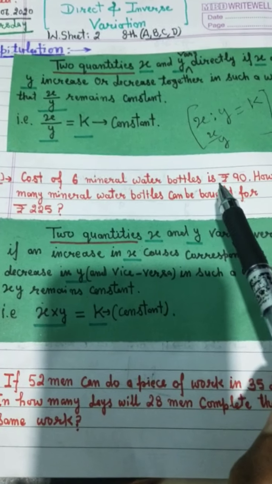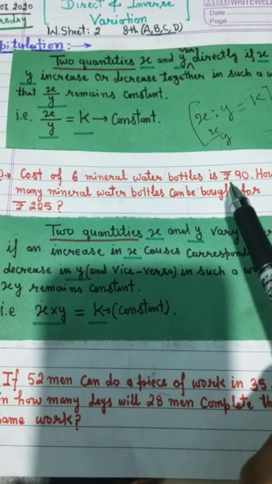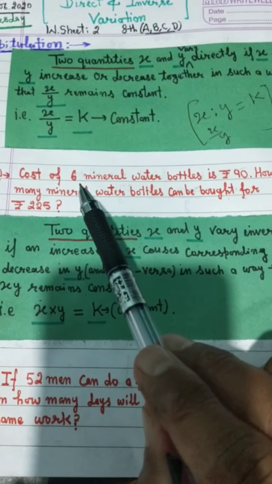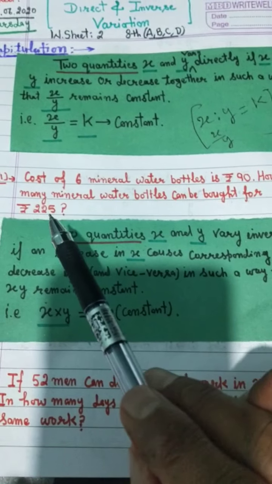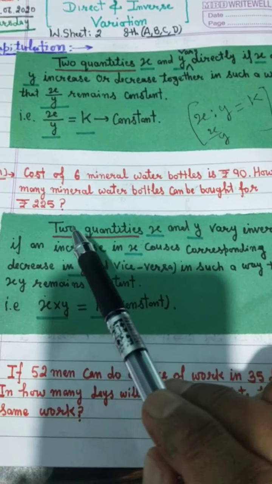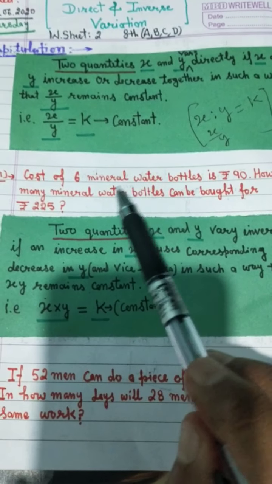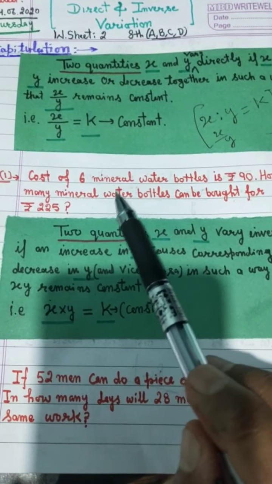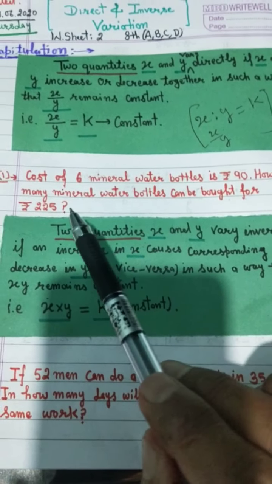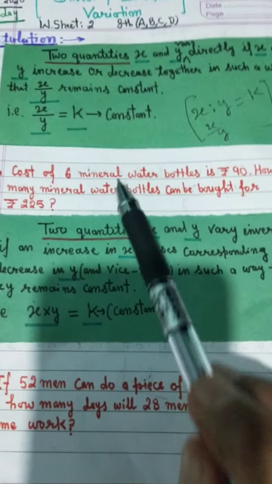Before, your cost is rupees 90. In rupees 90, we can buy only 6 mineral water bottles. For rupees 225, if the amount spent on the water bottles increases, it will also increase the number of mineral water bottles. So this is the case of direct variations. If cost is increased, the number of water bottles will also increase.